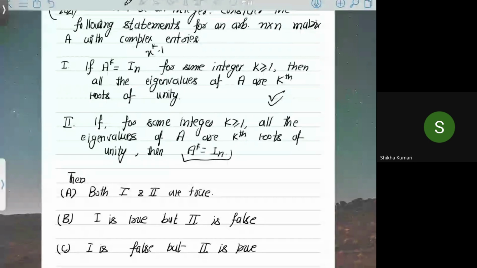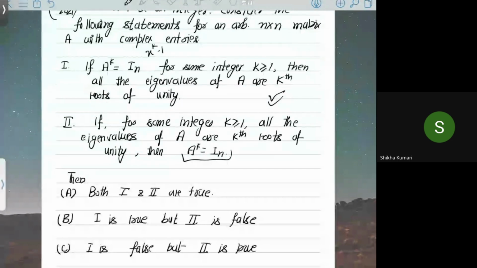So first of all, do you know the fact that if some polynomial is satisfied by the matrix A, then the minimal polynomial divides that polynomial? Do you know this statement already? Yes, ma'am. Okay. So now we have that the minimal polynomial divides this. And if we see in C, the set of roots of the minimal polynomial is exactly the set of eigenvalues. This is another fact.